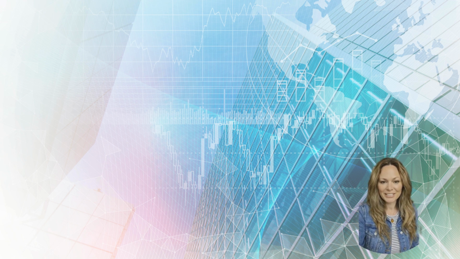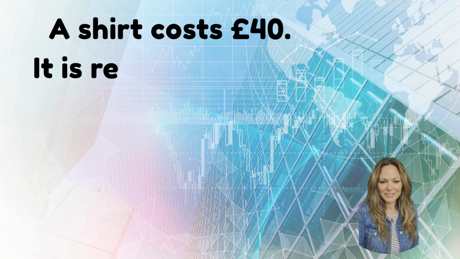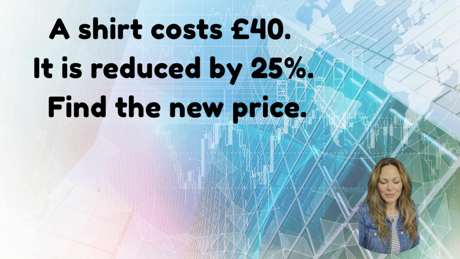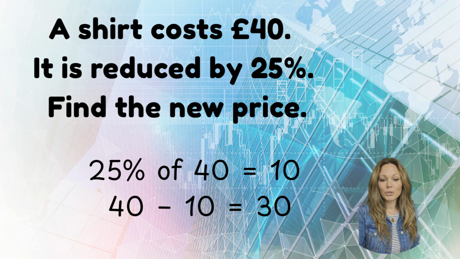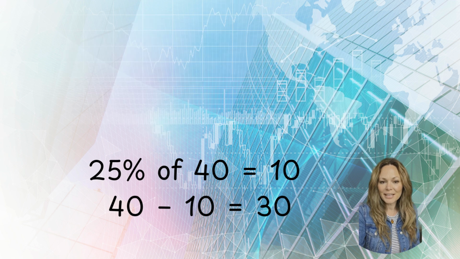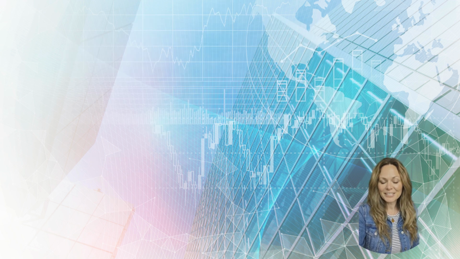Finally, let's apply these skills to a typical exam question. A shirt costs £40. It is reduced by 25%. Find the new price. First, find 25% of 40. 10% of 40 is 4, so 20% is 8, and 5% is 2. That gives 25% equal to 10. Now subtract the reduction from the original price. 40 minus 10 equals £30, so the new price is £30.